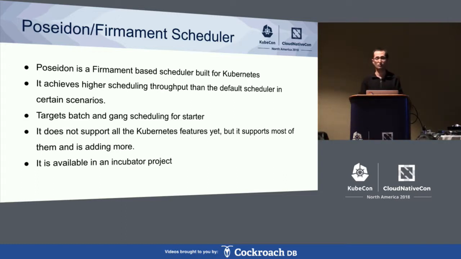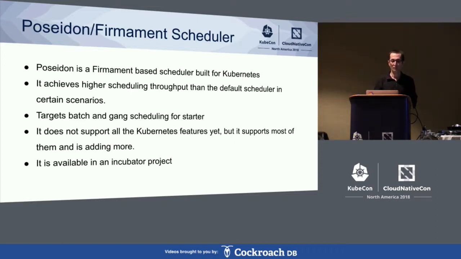It achieves higher scheduling throughput in certain scenarios. So if you have simple pods in your cluster, basically pods that don't use some of the more sophisticated features of the scheduler, such as affinity and anti-affinity, Firmament can achieve higher scheduling throughput. We haven't tested it thoroughly in all scenarios, but the algorithmic latency of Firmament is lower than our standard scheduler.